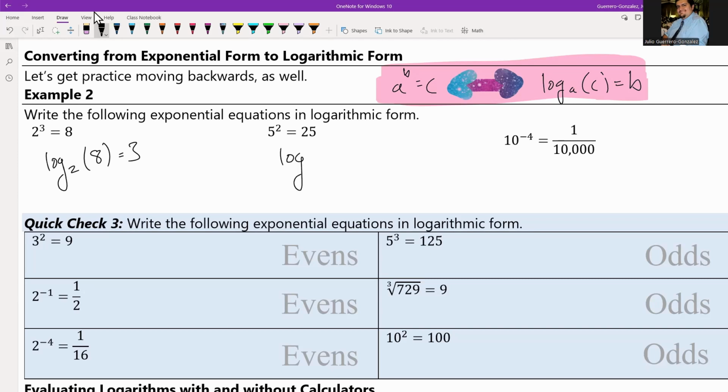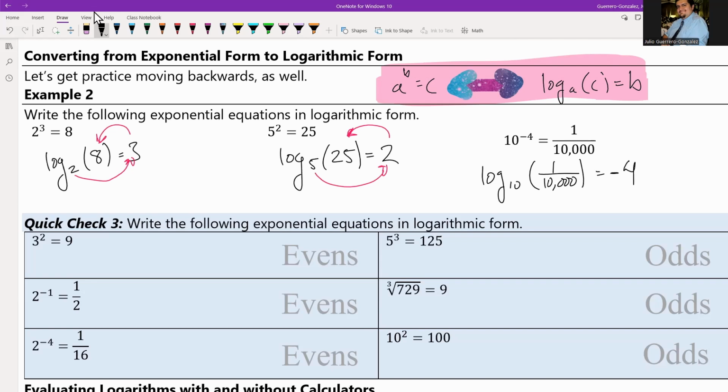Log base 5 of 25 is equal to 2. So we can do the same motion: this to that power is equal to that. Okay, last one. Log base 10 of 1 over 10,000 is equal to negative 4. Okay, this to that power is equal to that. Some quick checks there for us to practice.